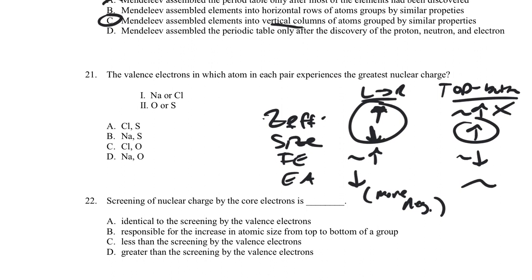Okay, so when we're thinking of Na versus Cl in terms of the valence electrons experiencing the greatest nuclear charge, the charge the valence electrons experience is the effective nuclear charge. So this question is asking which atoms have the highest effective charge. Sodium versus chlorine, same row as each other. Chlorine's all the way on the other side, so it's going to have a much higher effective charge. Oxygen versus sulfur, we get a little bit of an increase for sulfur due to the top to bottom trend, so sulfur should be a little higher.